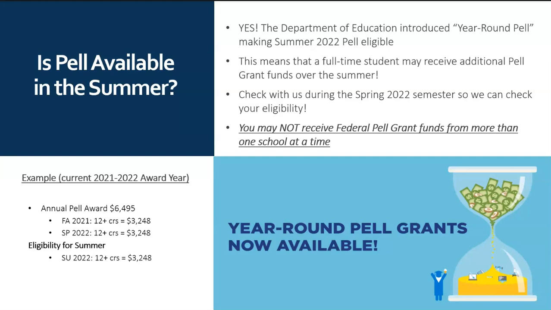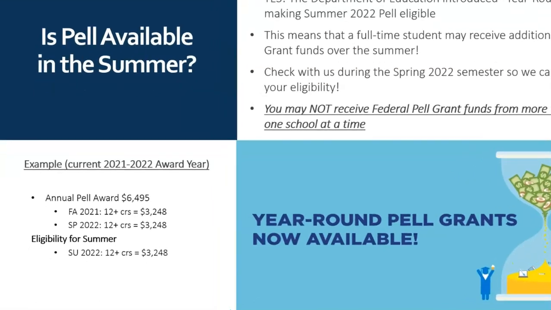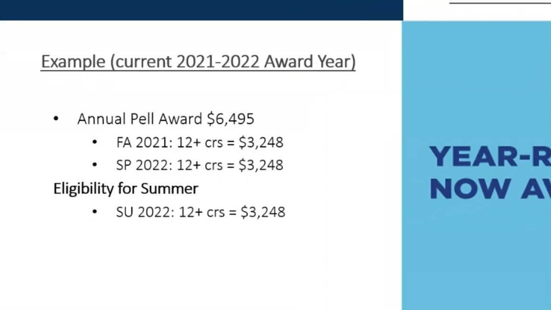An example of how federal Pell Grant is provided throughout the academic year is as follows. You will be offered an annual Pell Award for an amount of $6,495. If you are a full-time student taking 12 credits or more for the fall, you will receive $3,248. If you're a full-time student during the spring 2022 taking 12 credits or more, you will also receive $3,248.